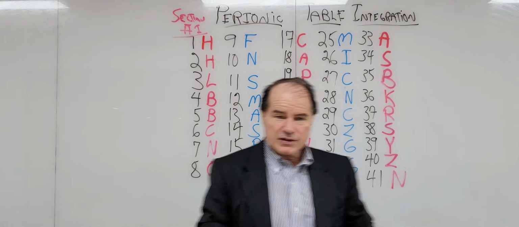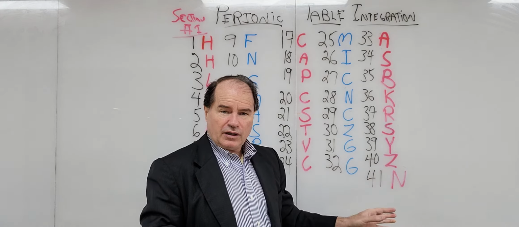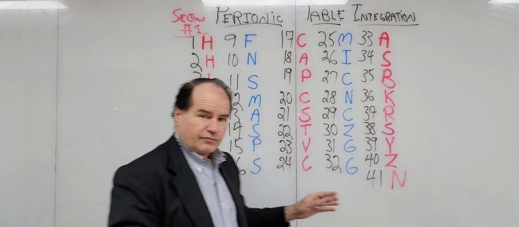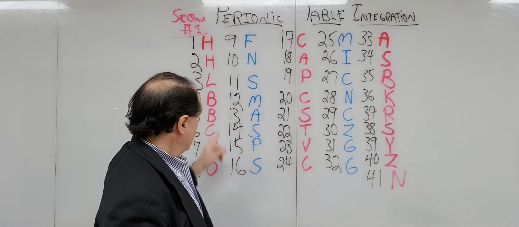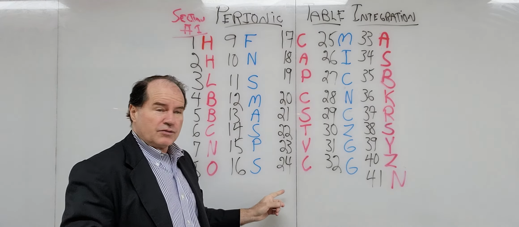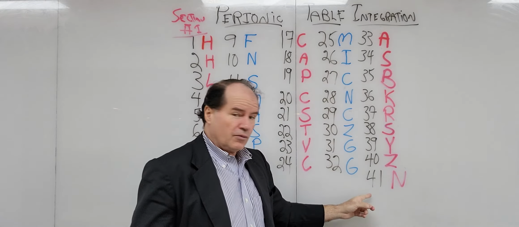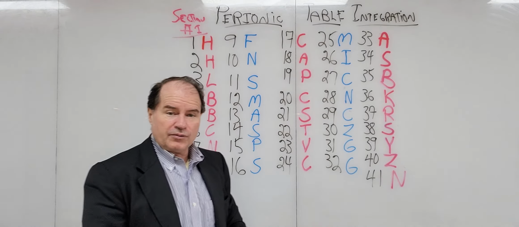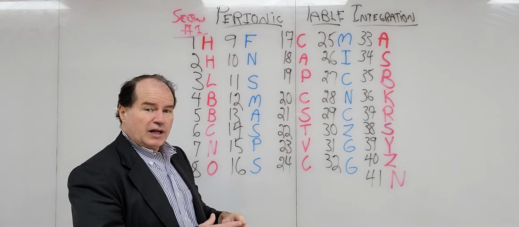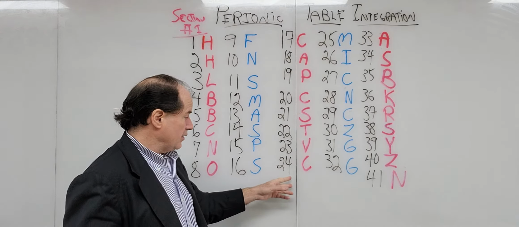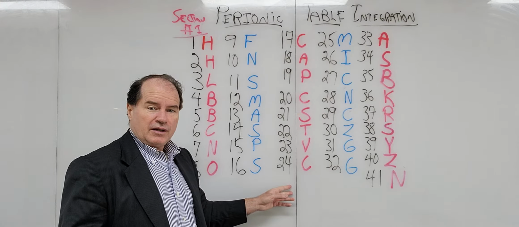All right, so this is what I have written here on the board. We have 1 through 8, 9 through 16, 17 through 24, 25 through 32, 33 through 41, because that's 1 through 41 total. Now, I don't have the actual insignias or the labels that they have for the periodic table.